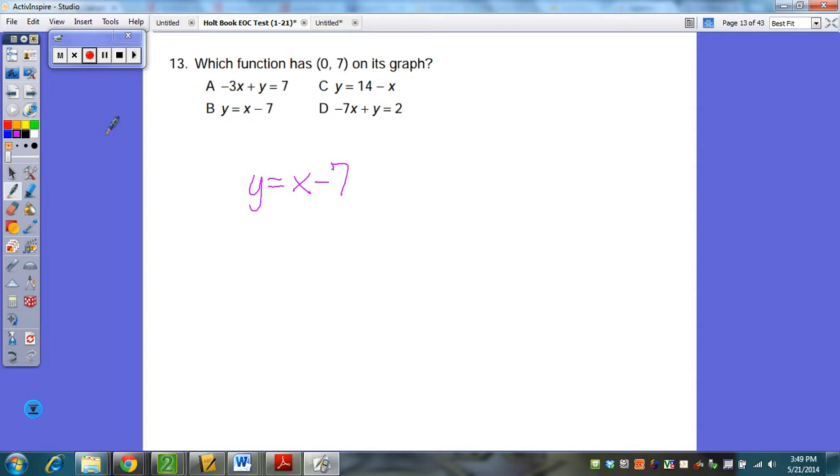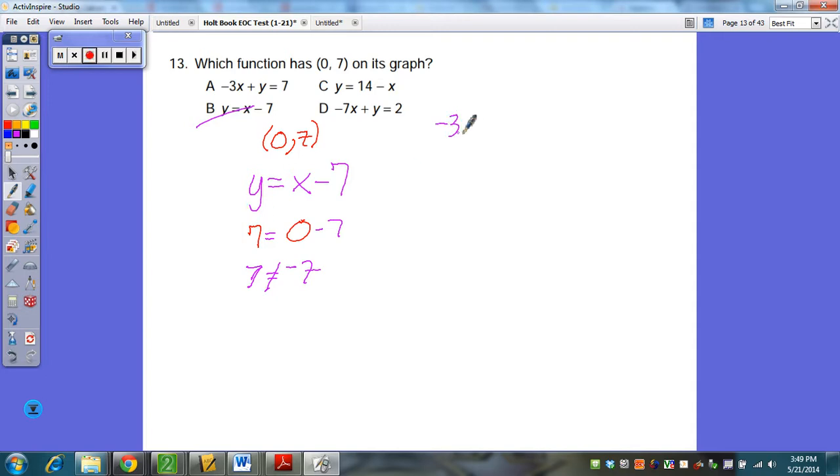We are looking to see, does the point 0, 7 fit in this line? So we plug in 7 for y, 0 for x. And we see, is that a true statement? Is 7 equal to negative 7? And that's not correct. Therefore, this does not work.